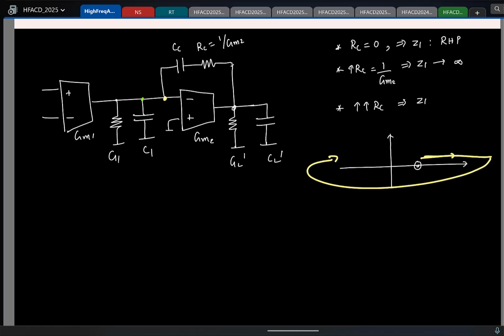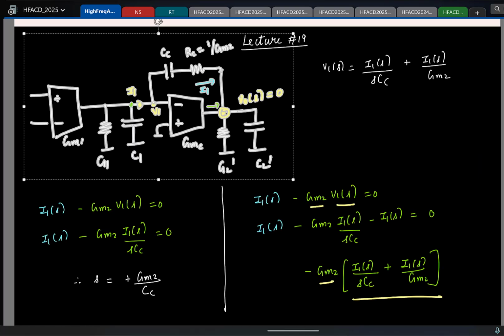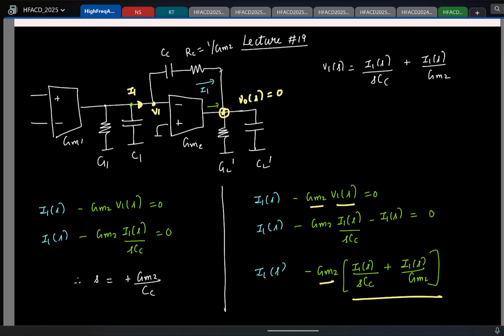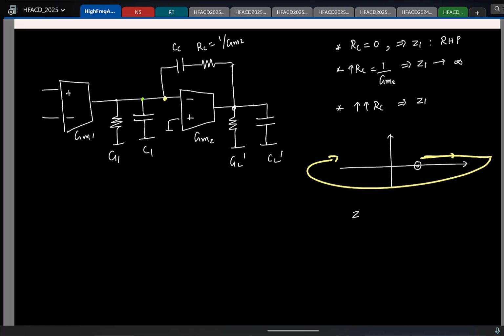In fact, we can work out the same calculation we did. You can assume that the resistor is some RC instead of 1 by GM2 and find out what the 0 location is. The same thing, equate it to 0. Assume that the resistor is not 1 by GM2 but some RC. You will find that the 0 location will be, let me write it, the 0 will be 1 by (1/GM2 minus RC) times CC.